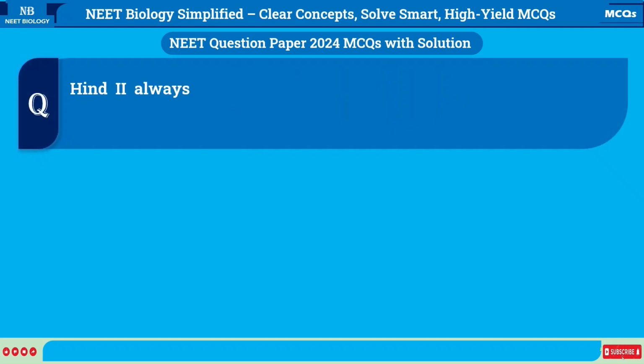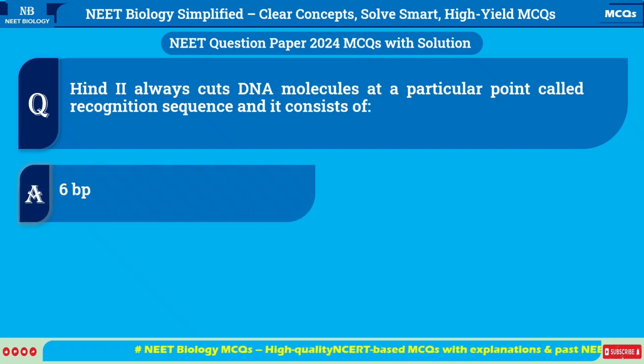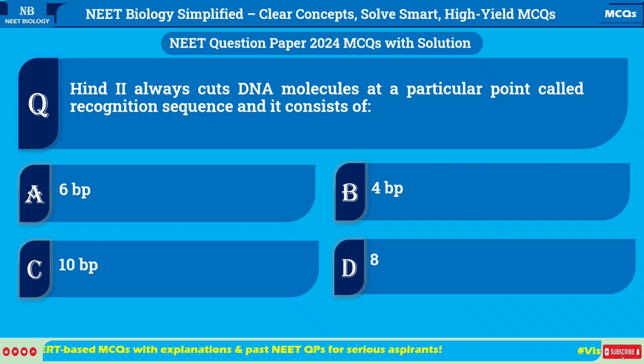HindII always cuts DNA molecules at a particular point called the recognition sequence, and it consists of: A. 6 base pair, B. 4 base pair, C. 10 base pair, D. 8 base pair.